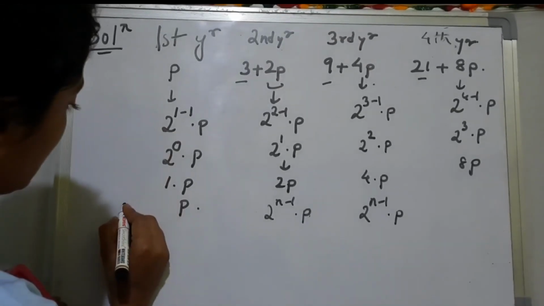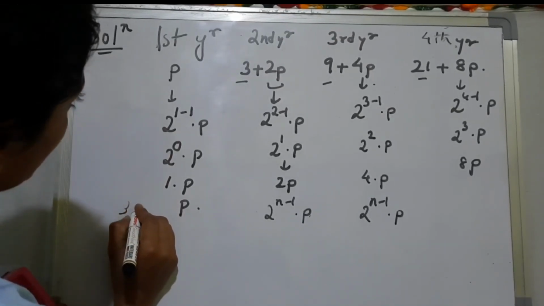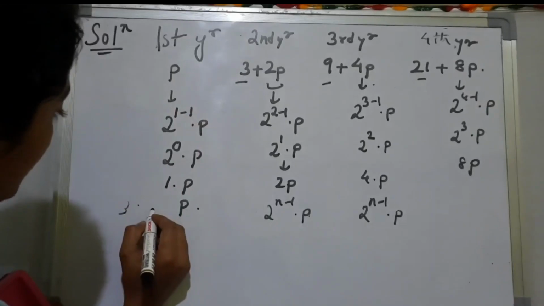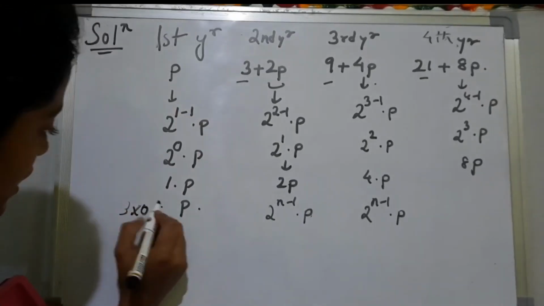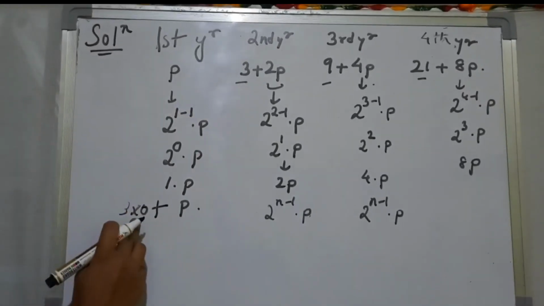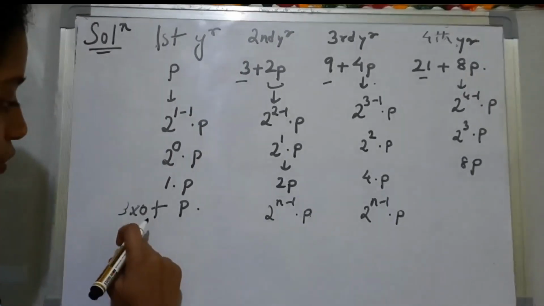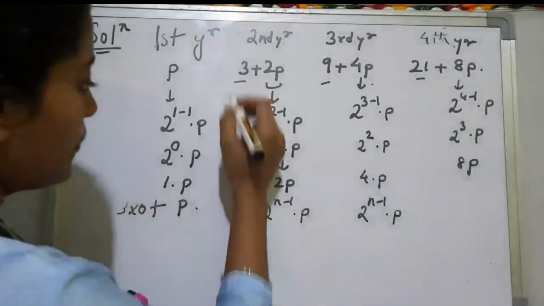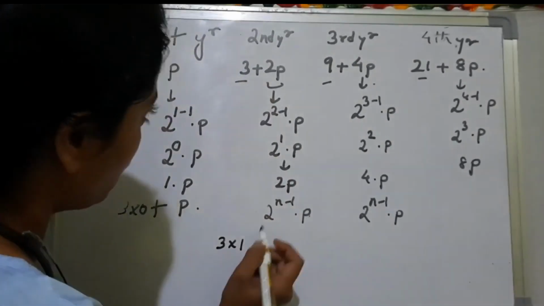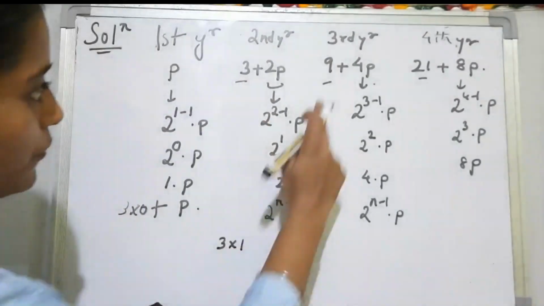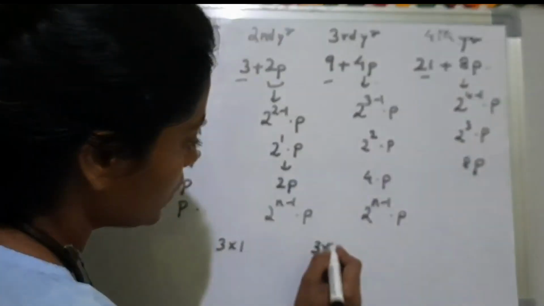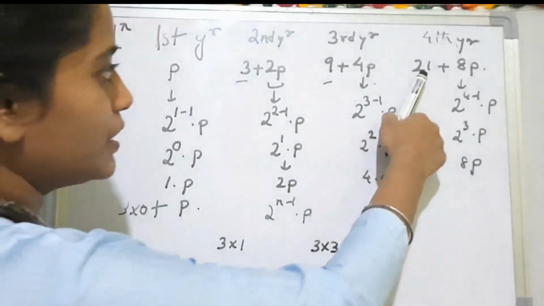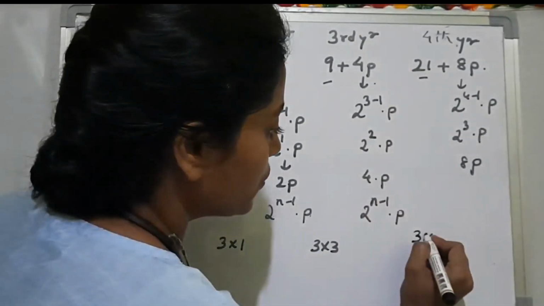So here it follows 3 into 0 plus p. 3 into 0 you will get 0, plus p. For here we can write 3 into 1, this one 3 into 1. For 9 we can write as 3 into 3. For this 21 we can write as 3 into 7.